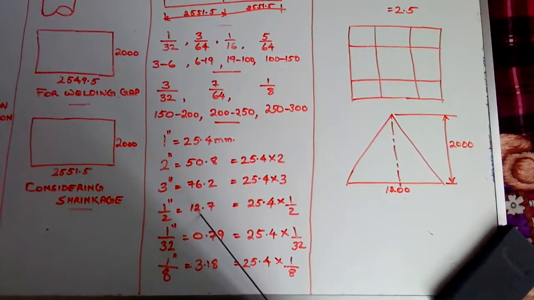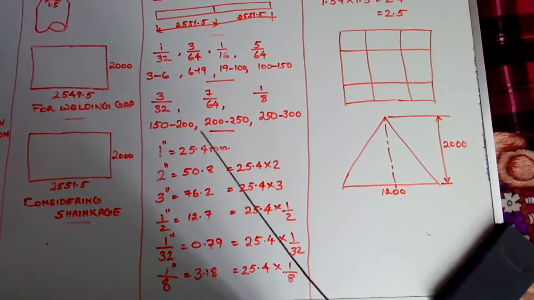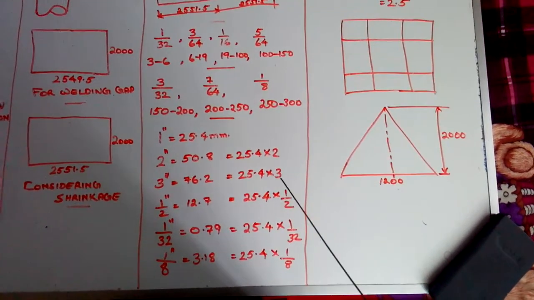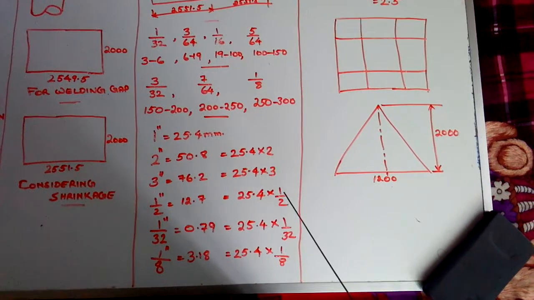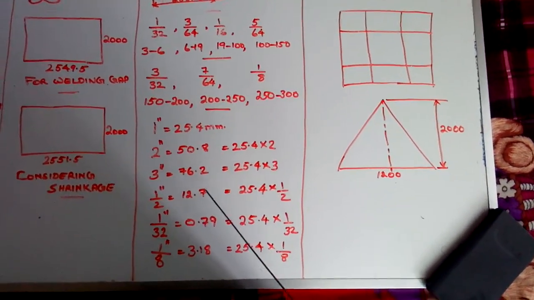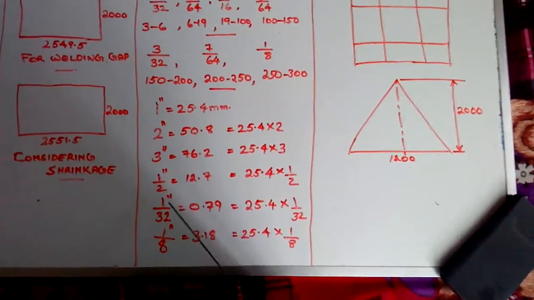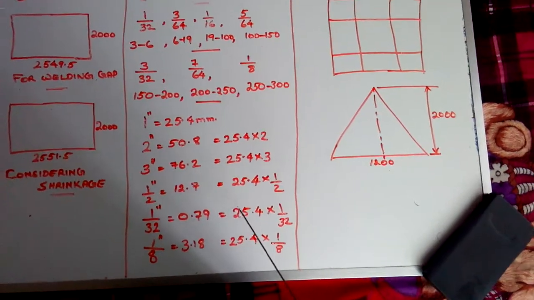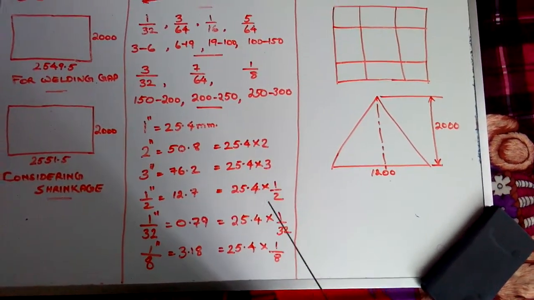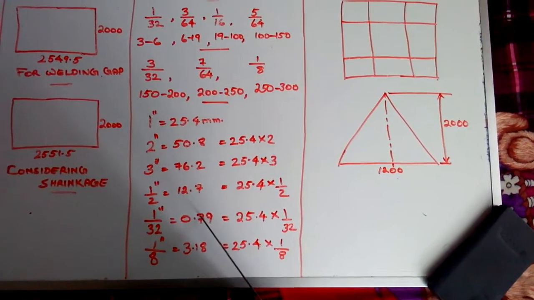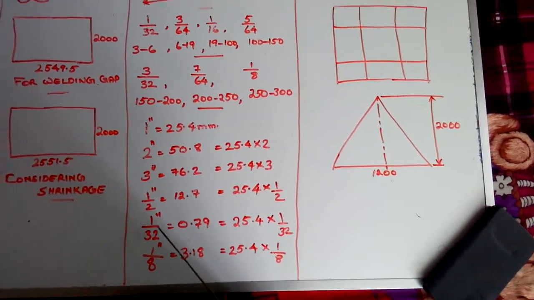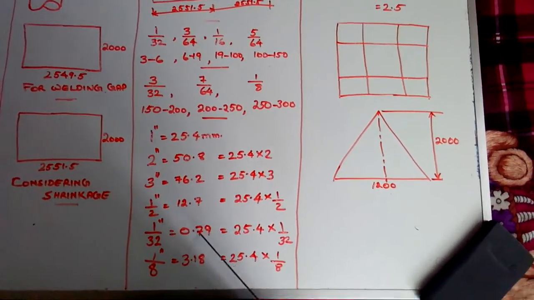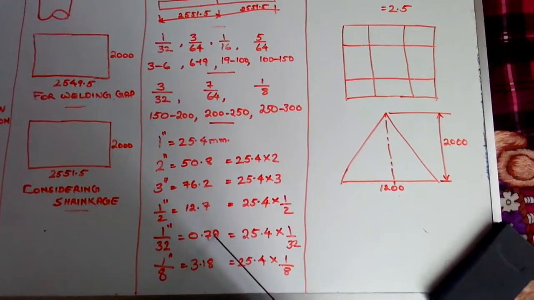How did we get it? For getting 2 inch, we multiplied it with 2. For getting 3 inch, we multiplied it with 3. For getting half, we have to multiply it with half. When we multiply it with half, 1 by 2, we get 12.7. Same way, for getting 1/32 inch, we have to multiply inch with 1/32. When we multiply inch with 1/32, we get 0.79. So the actual diameter of 1/32 inch is approximately 0.79.